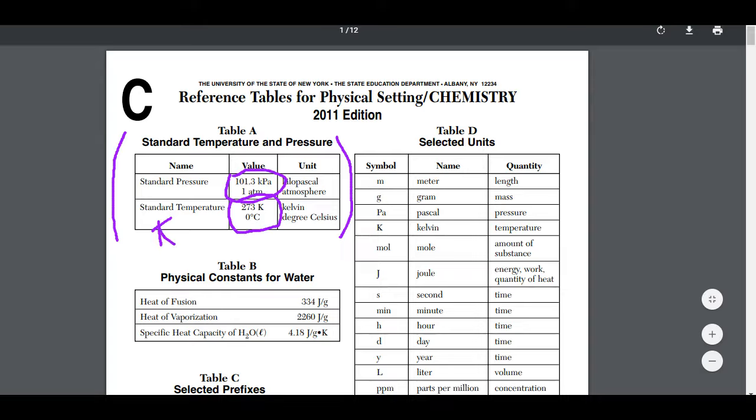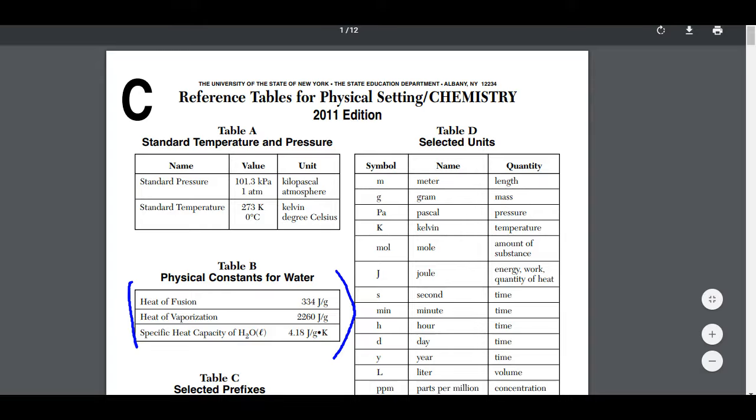All right, for reference table B, we have the physical constants for water. These tie in directly with the heat equations and also the heating curve slash cooling curve. Heat of fusion, fusion, don't be confused, means melting. It takes 334 joules of energy per gram of water to either freeze it or to melt it. And heat of vaporization, of course, that is taking water and boiling it or condensing it.